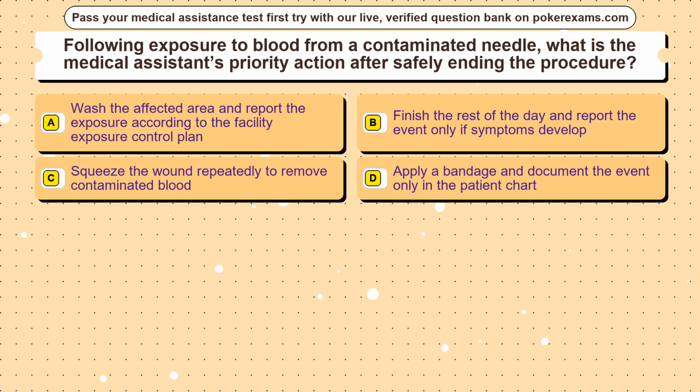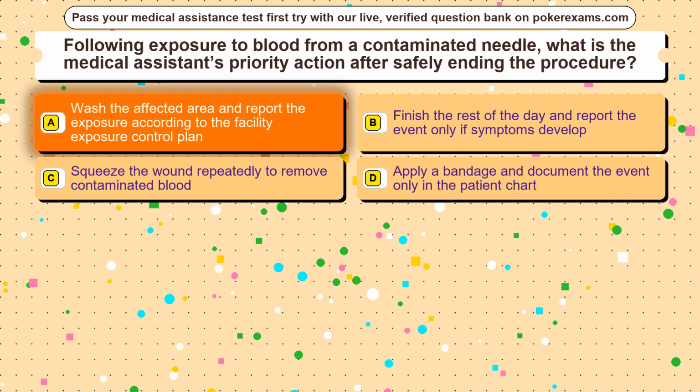Question 40. Following exposure to blood from a contaminated needle, what is the medical assistant's priority action after safely ending the procedure? Option A, wash the affected area and report the exposure according to the facility exposure control plan. Option B, finish the rest of the day and report the event only if symptoms develop. Option C, squeeze the wound repeatedly to remove contaminated blood. Option D, apply a bandage and document the event only in the patient chart.